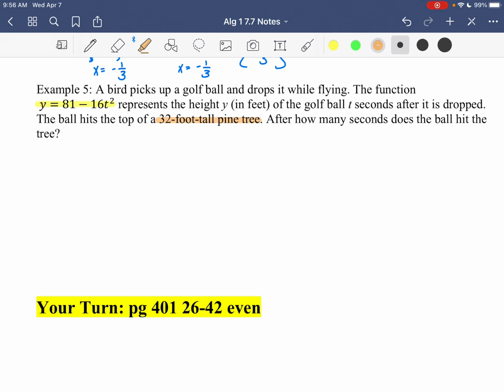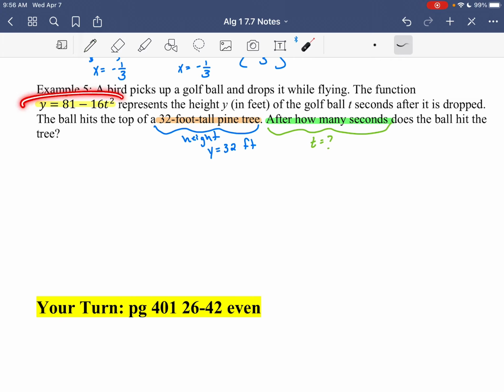Is that time or is that height? This right here is the height. So that would be a y, would be 32 feet. After how many seconds does the ball hit the tree? We're trying to find t that gives me a y of 32. And they give me an equation right here. So all I need to do is plug in the y of 32, 81 minus 16t squared, solve it for t.